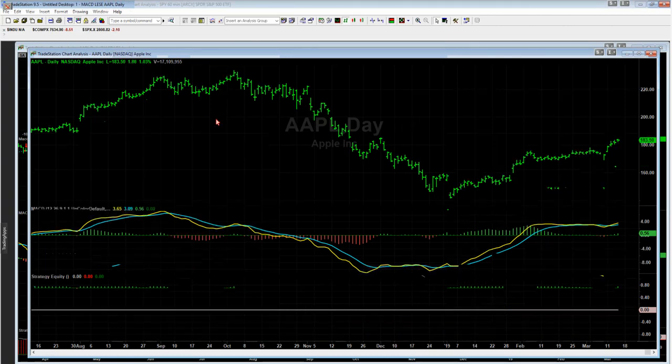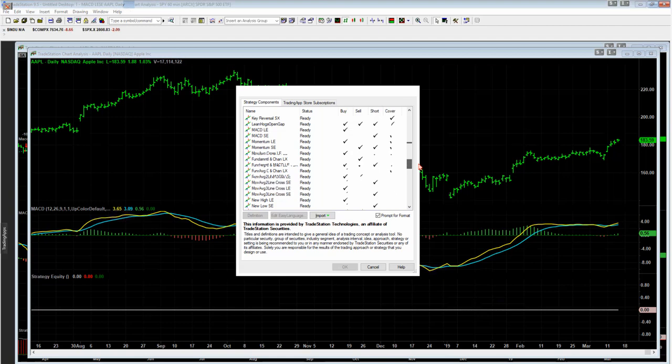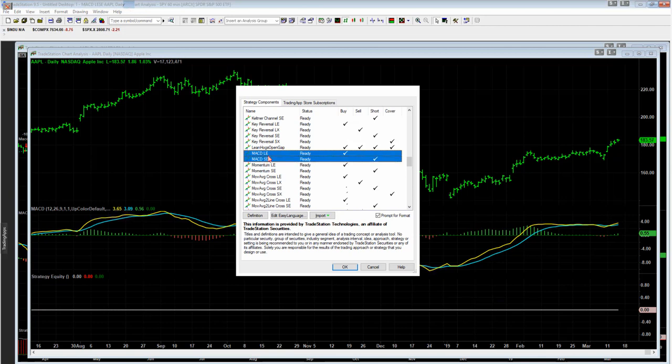So let's take a look at the strategies that come inside of TradeStation. I'm going to go to Insert Strategy. Here you can see a list of all the strategy components that are built into TradeStation based on all the technical tools that you're probably using every day. Here's MACD. So the LE that you see there stands for long entry, and the SE stands for short entry. If I hold down the control key, I can actually select both of them at one time to insert into the chart. You'll also see LX, which stands for long exit only, and SX, which stands for short exit only.